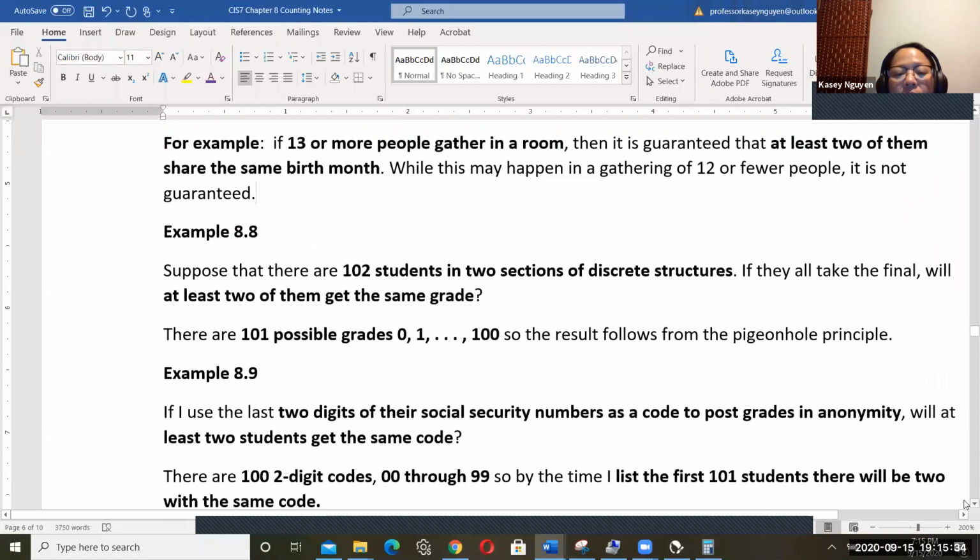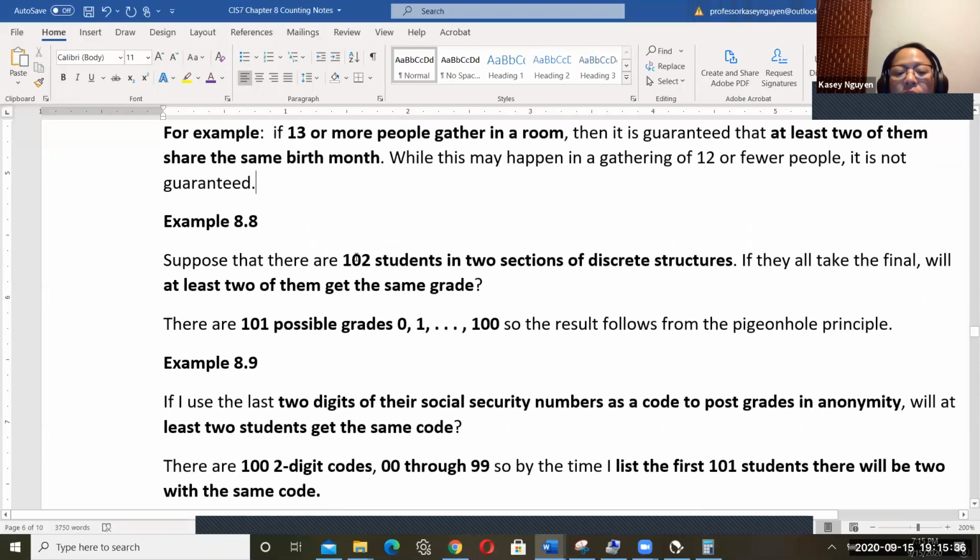Okay. Now, if you have 102 students, can they have the same grade? What do you think? This is more than our grade options here, right? So yes, you will have at least two or more students that have the same grade.